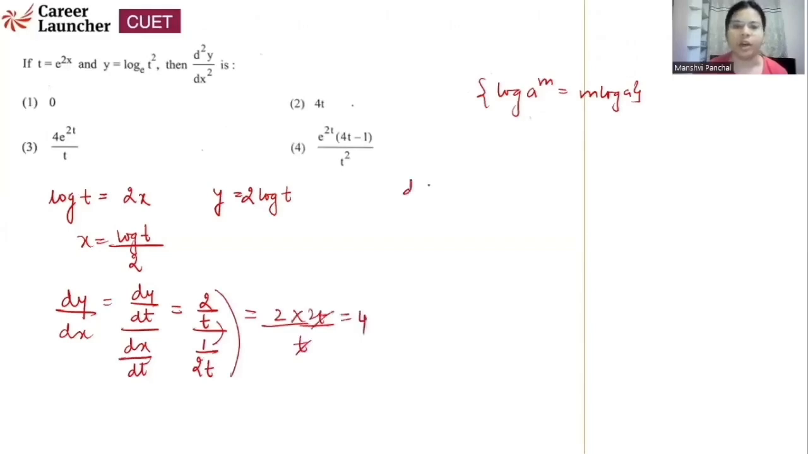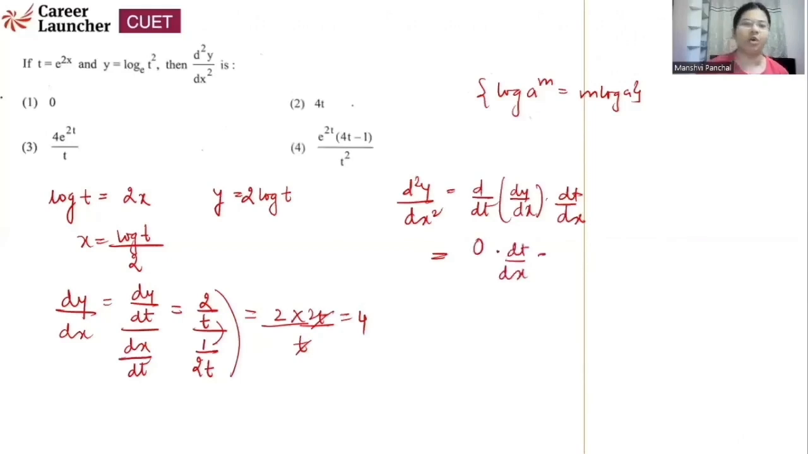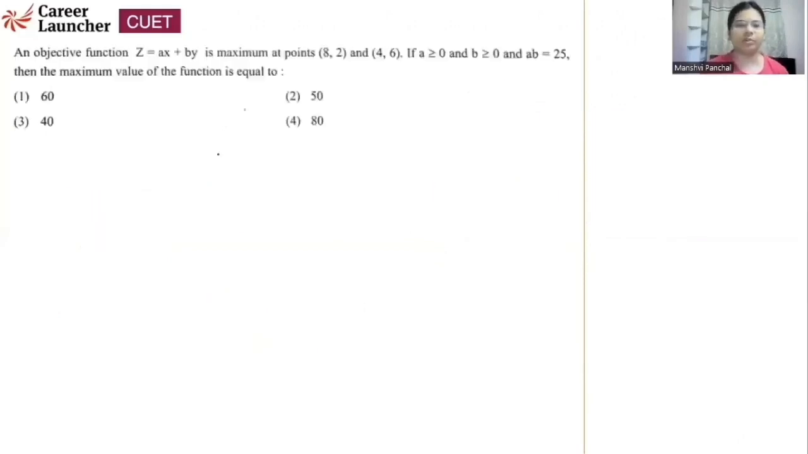Now we have d2y by dx2. So d2y by dx2 is d by dt of dy by dx into dt by dx. So d by dt of dy by dx will be 0 because it is a constant, into dt by dx. It means the answer is 0, option 1, right? Next we move to question number 3.